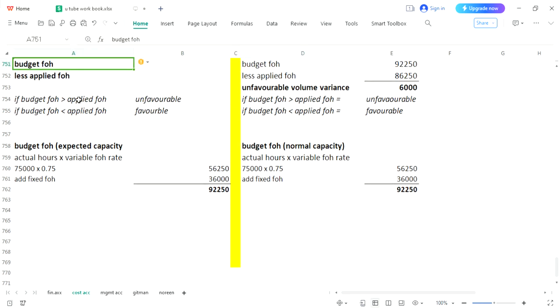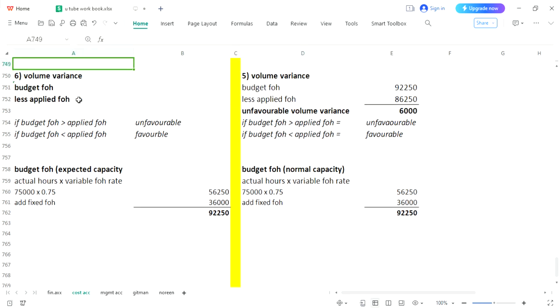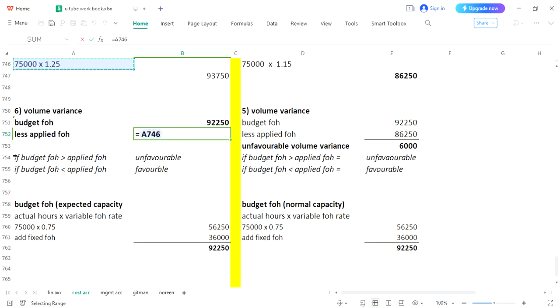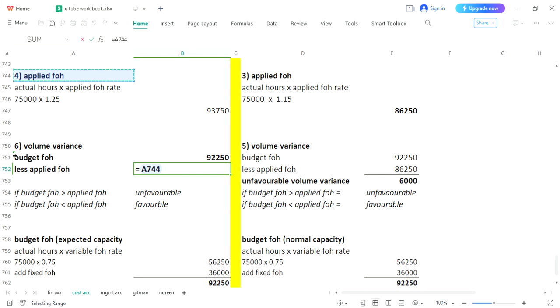Now we are ready to calculate our volume variance, where two elements were needed. First, budget FH. Here you can see you have calculated your budget FH. The total answer was 92250. You can put it over here. The second element required was applied FH, and above you can see applied FH was already calculated. The answer matched. It was 93750. So both elements have been calculated.